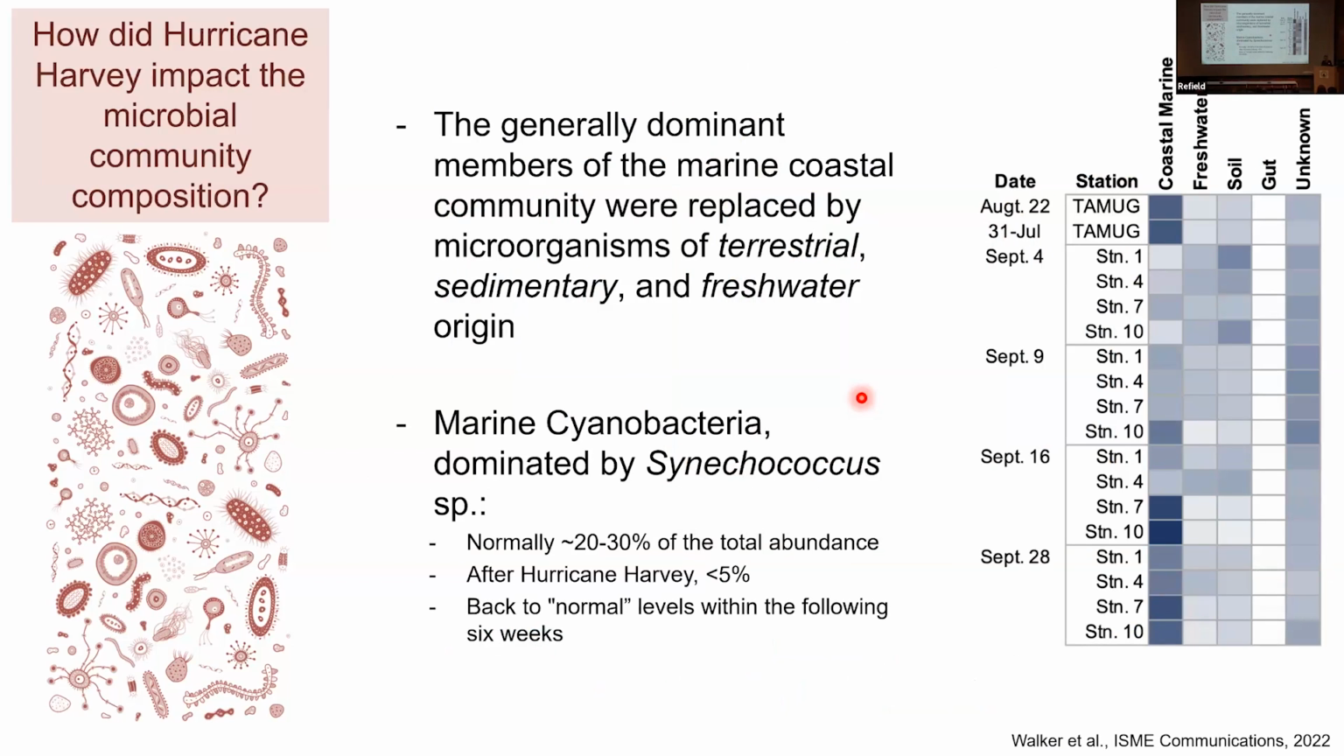But in general, the dominant members of the marine community were replaced by organisms from terrestrial, sedimentary, and freshwater origin. We tried to look at the origin of these microbes, and with the wastewater treatment plant, they were all broken, they were all flooding because theirs are open air. But we didn't find many gut microbes in the metagenomes. It was really that what was coastal before was mainly freshwater and soil microbes. And the cyanobacteria were almost gone after Hurricane Harvey, but within 6 weeks, they came back. So the microbes can adapt and they come back to what they were before.